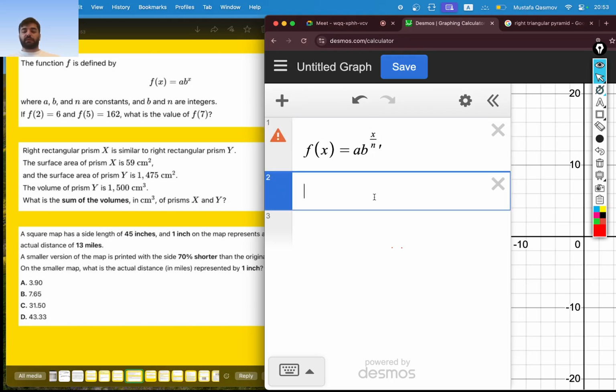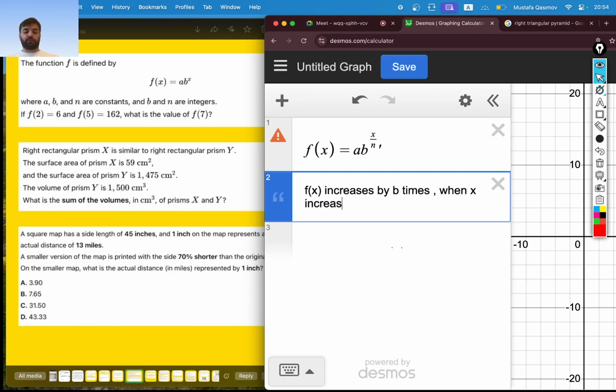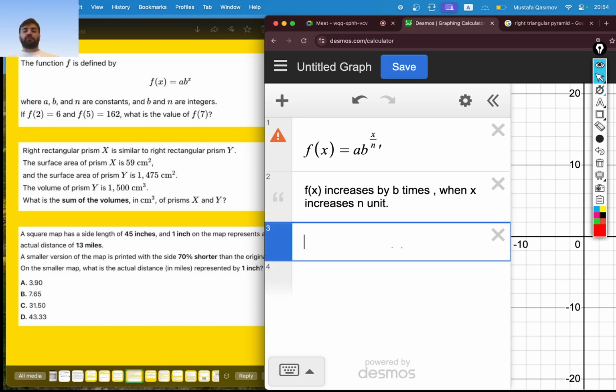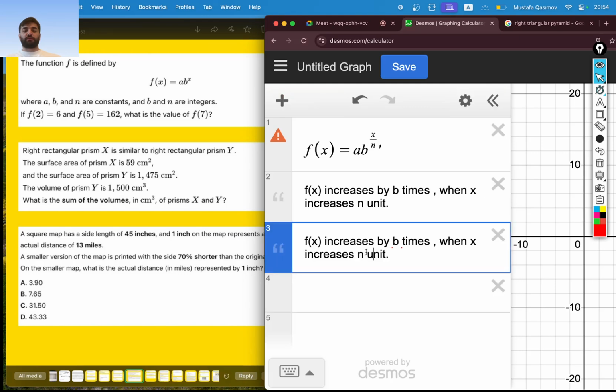So when you have something like this, let's look at the relation between b and n, which is very important for SAT. Function f of x increases by b times when x increases by n units. So now let's look at this function. You can see that it increased by 3 units. Let's say n is equal to 3. And when this happened, it increased by 27.